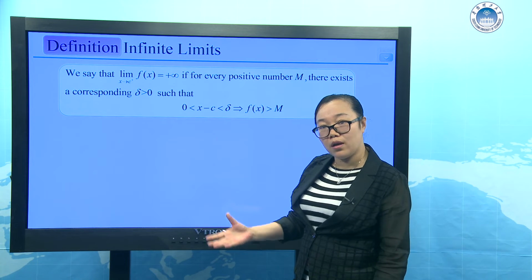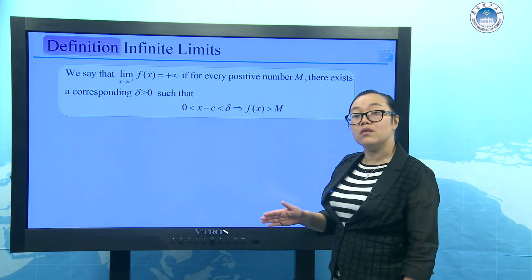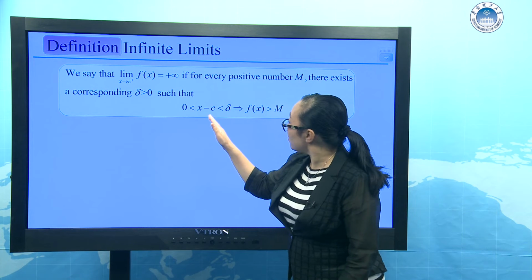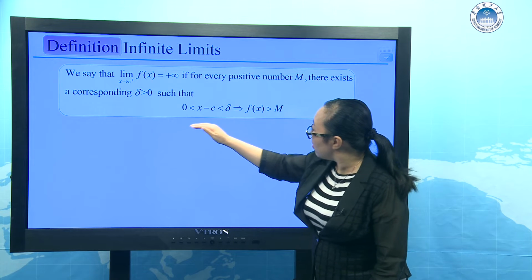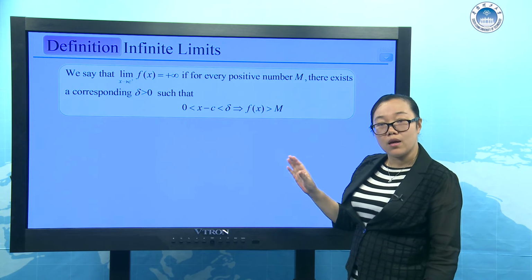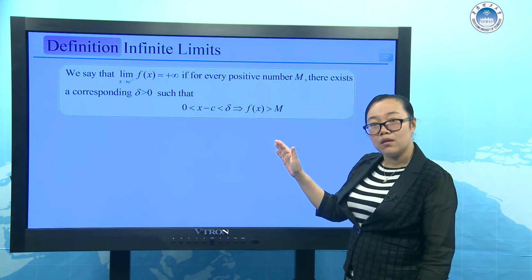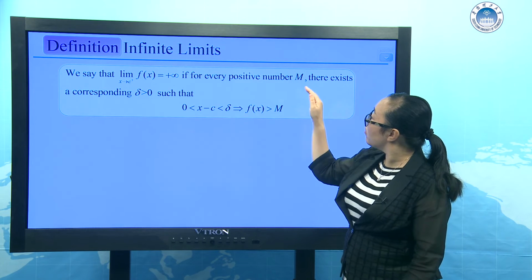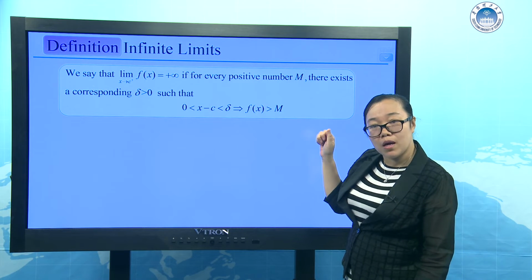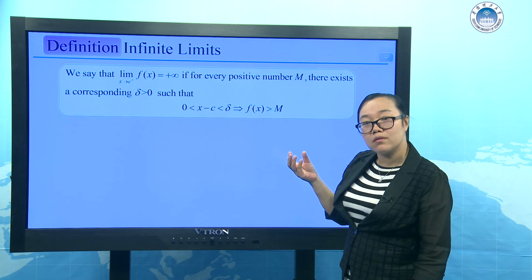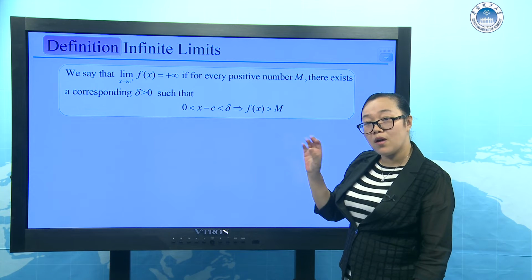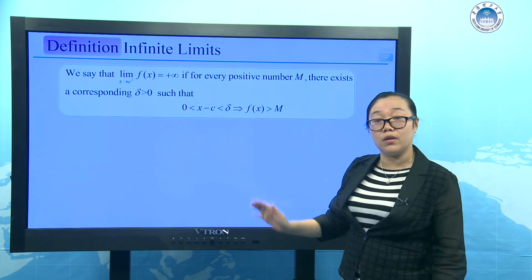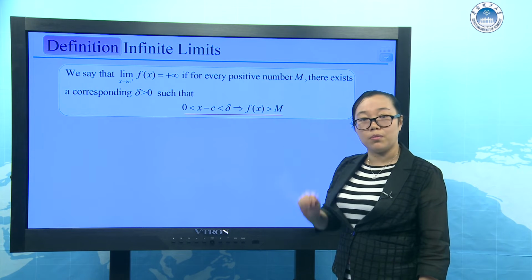How to express? Yes, x is changeable in the right open interval: x minus c larger than 0, less than delta. We will get f(x) larger than capital M. Capital M means every positive number capital M. Every number means the corresponding f(x) is large enough. So the limit of f(x) equals positive infinity. Try to understand this expression.